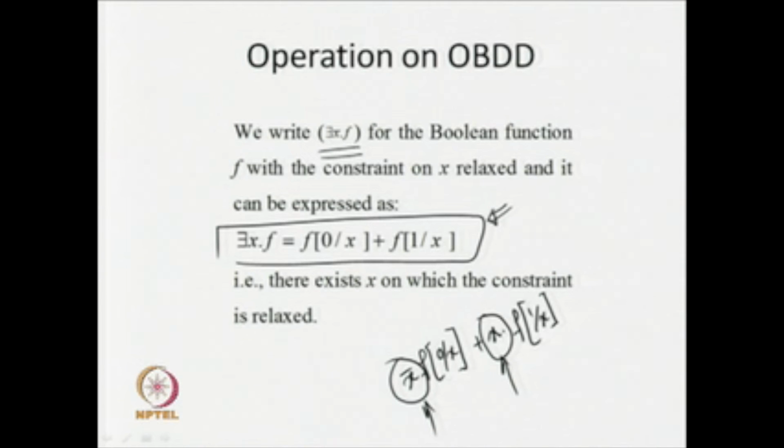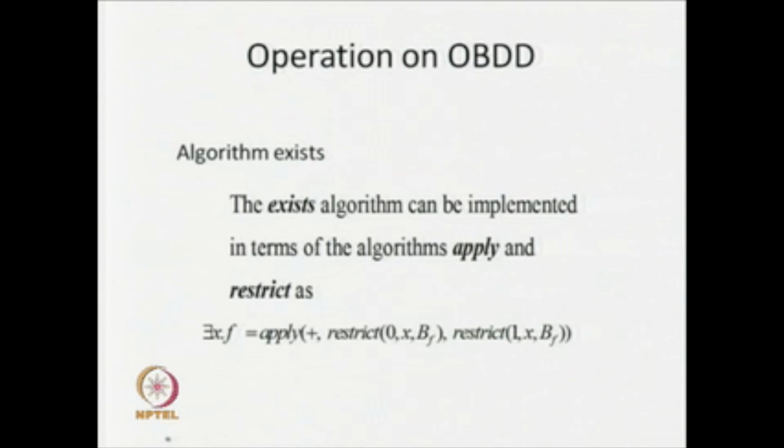Sometimes we relax the function on some variable. So, we relax the constant on some variable. So, this is the way we are going to do it. So, with this expansion we can evaluate this particular relaxation. Now, if we are having the BDD representation of this particular Boolean function, can we use this particular relaxation on these BDDs or not?